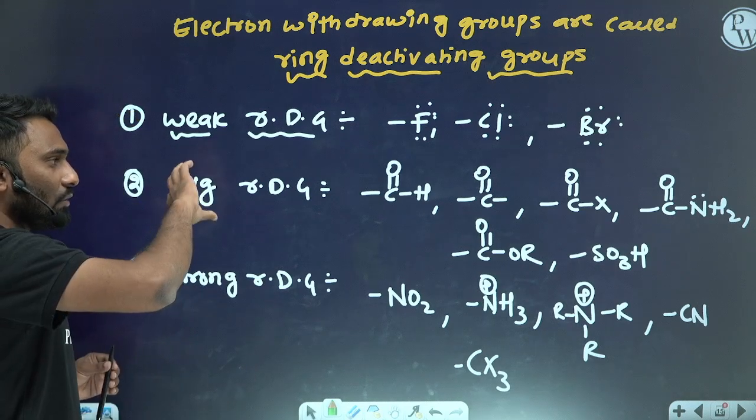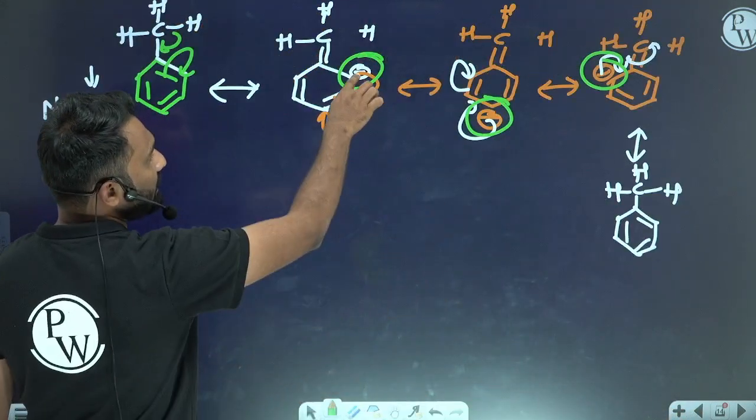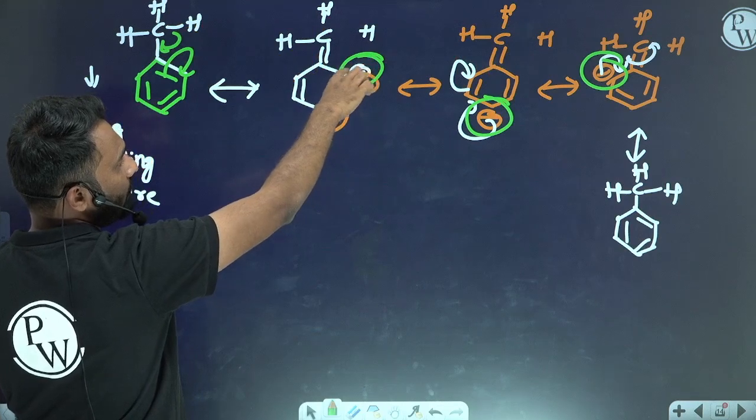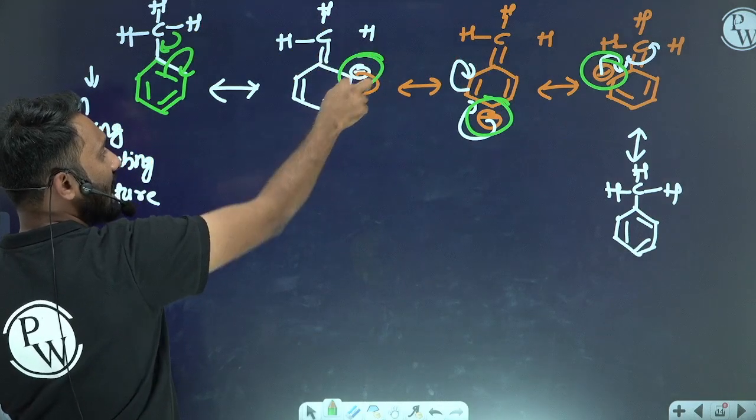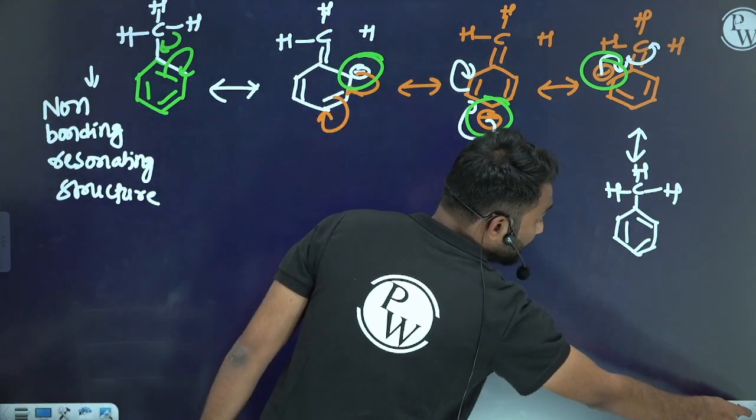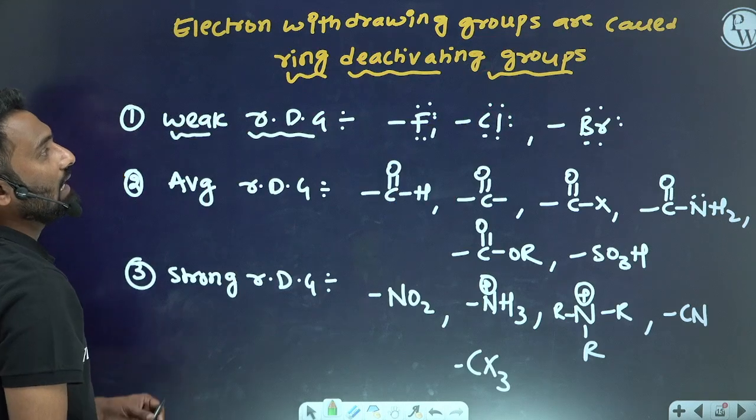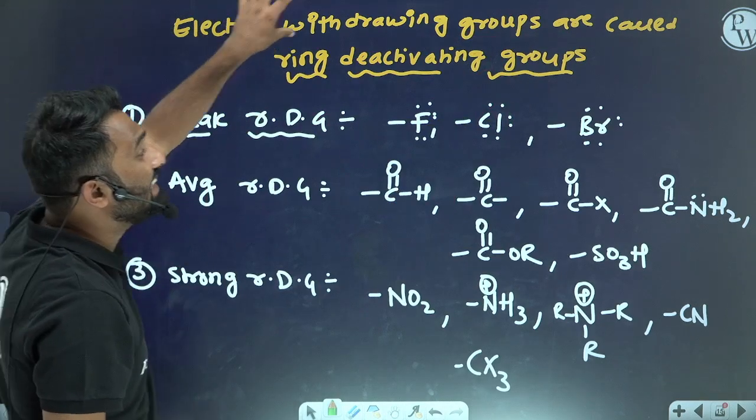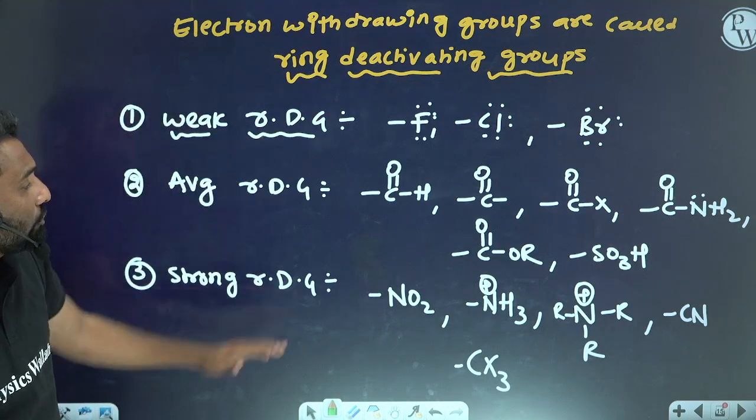Now when electron releasing groups are present, the electron density at the ortho and para positions increases, as it is getting a minus charge, right? The minus charge means the electron density is increasing at the ortho and para positions. When electron withdrawing groups are present, they will deactivate the ring at the ortho and para positions. Now you have to remember this.